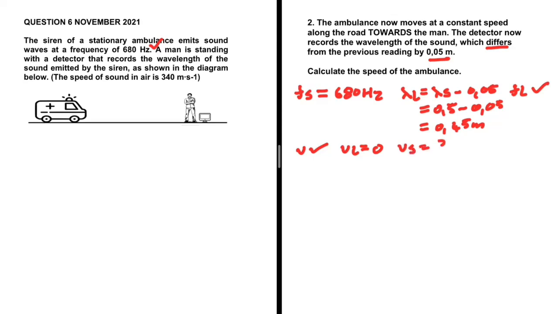What is VS? Right. So take a look at this. We're going to have our equation: FL is equal to (V plus or minus VL) divided by (V plus or minus VS), multiplied by FS. So we have V, we have VL, we have FS, we are looking for VS, but we still don't have FL. So let's just go ahead and calculate FL.